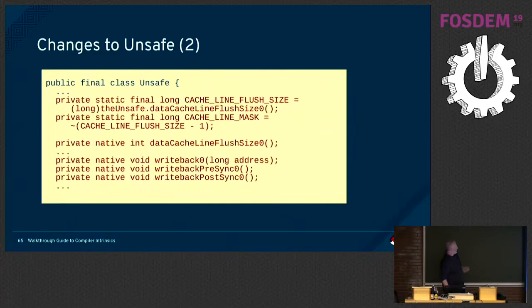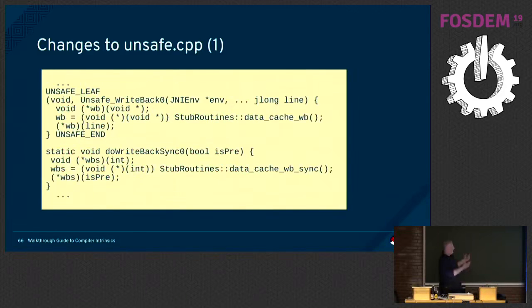So the implementation is three native methods. We also need to know what the size of a cache line is. That's hardware specific as well. So we have another native method which we use to retrieve the size of a cache line. We use that to set up the size and also the mask which we use for rounding down the address. So there's the actual Java implementation.